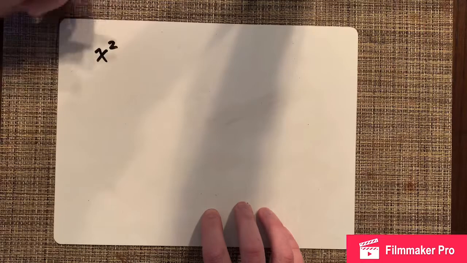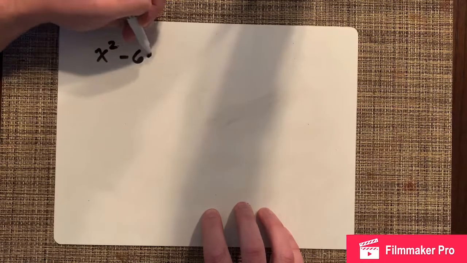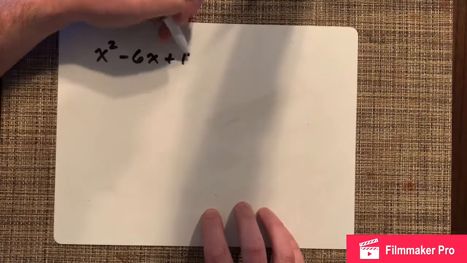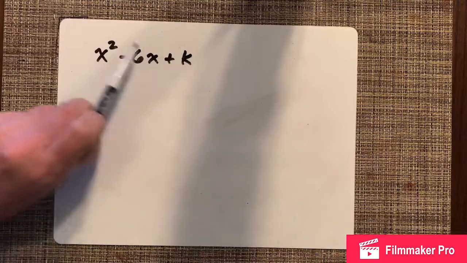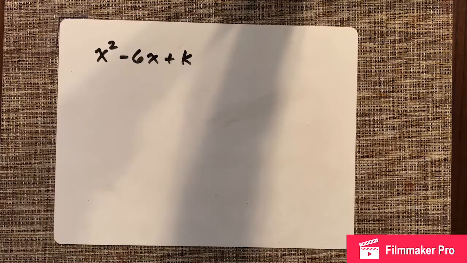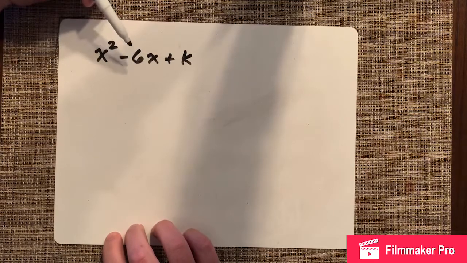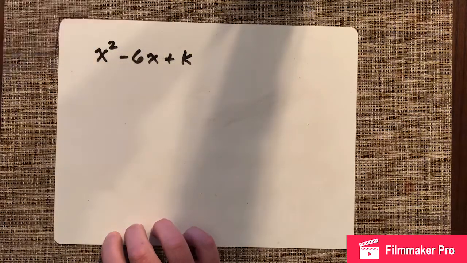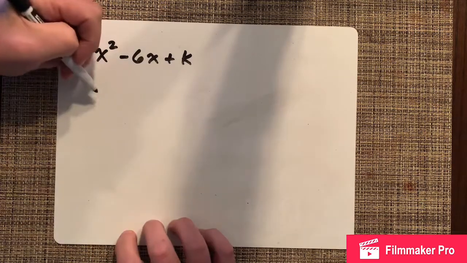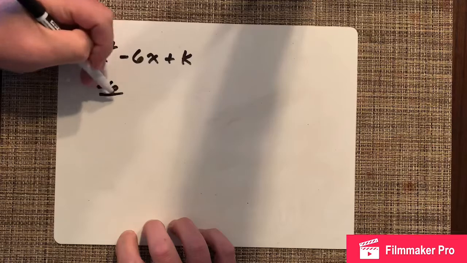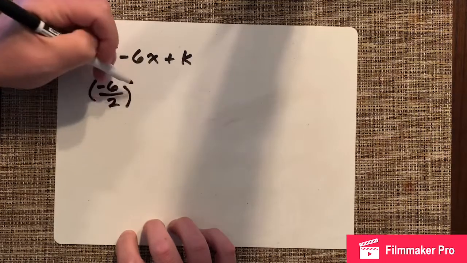Okay, so how about x squared minus 6x plus k? What value of k would make this a perfect square? Again, we're going to take half of this number, negative 6, square it, and then that's going to be our k value. The procedure just works the same every time. So we're going to take negative 6 divided by 2 and square it.